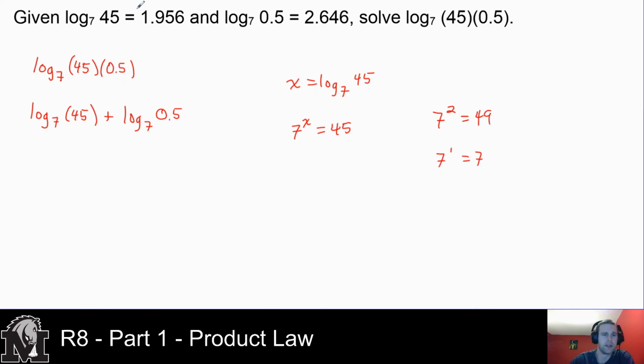So luckily with this information, I can just sub this in. Log base 7 of 45, which is this piece here, is 1.956. Then log base 7 of 0.5 is 2.646. Then we just need to do a little bit of arithmetic. And our answer is 4.602.